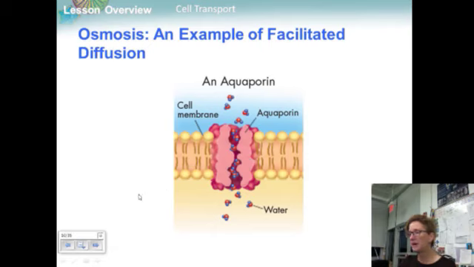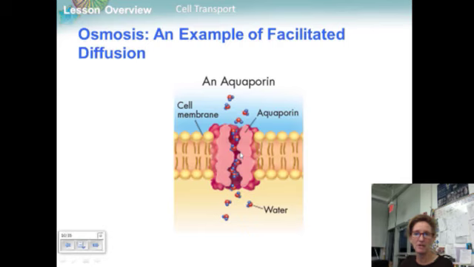Inside the cell's lipid bilayer is the hydrophobic, or water-hating, part, the lipids there. Because of this, water molecules have a really tough time passing through the cell membrane. Many cells contain water channel proteins called aquaporins. They're pores for water that allow the water to pass right through them.